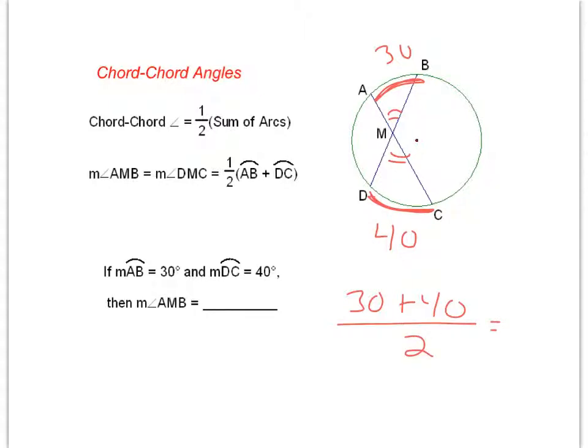30 plus 40 is equal to 70. 70 divided by 2, of course, is 35. Please do not cancel terms. You cannot cancel the 40 with the 2 and get 20, because then your answer would be 50. And we know our answer needs to be 35.